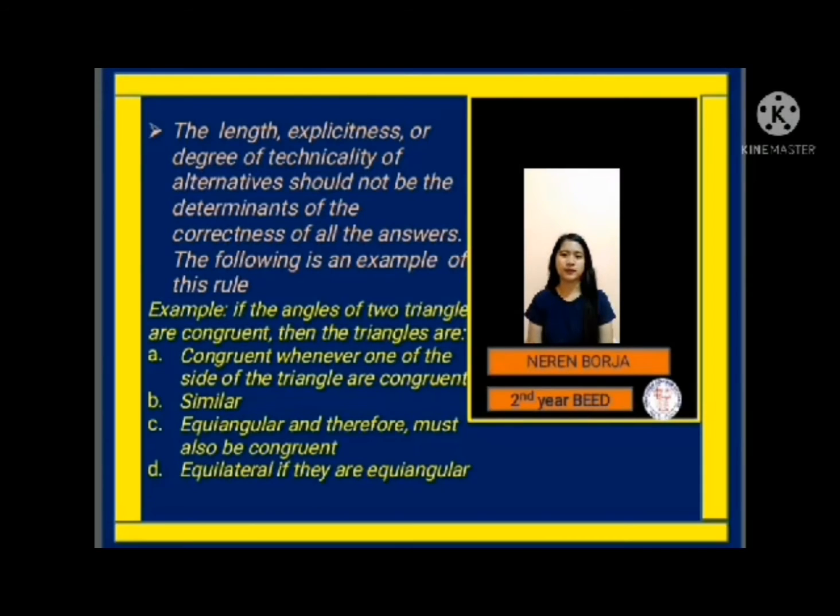So the correct choice is B, not because of its length and explicitness alone. The other choices are long and tend to explain, but they are not the correct answer. Some students choose the long answer because they think it is the correct answer, but it is not. So in order to get the right answer, we should read and understand the question.